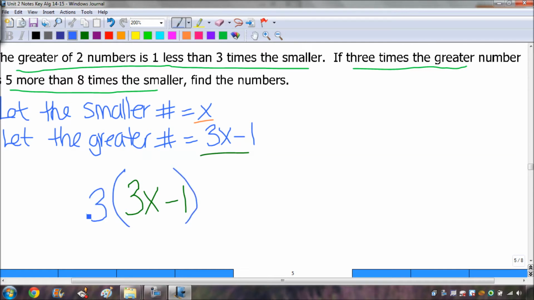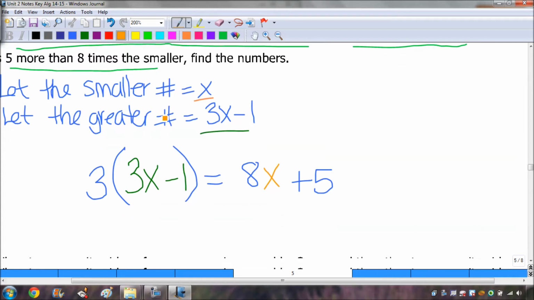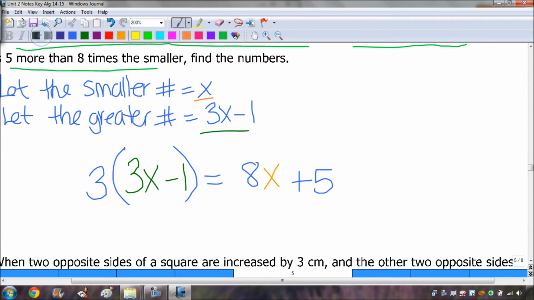So if 3 times the greater number is, that means I have to say equals, 5 more than 8 times the smaller, so that means I'm going to have to add 5 eventually. It's 5 more than 8 times the smaller, the smaller is x, so I'm going to say 5 more than 8x, or 8x plus 5, find the numbers. Now I can just go through and solve my equation without any problems. So this becomes 9x minus 3 equals 8x plus 5.